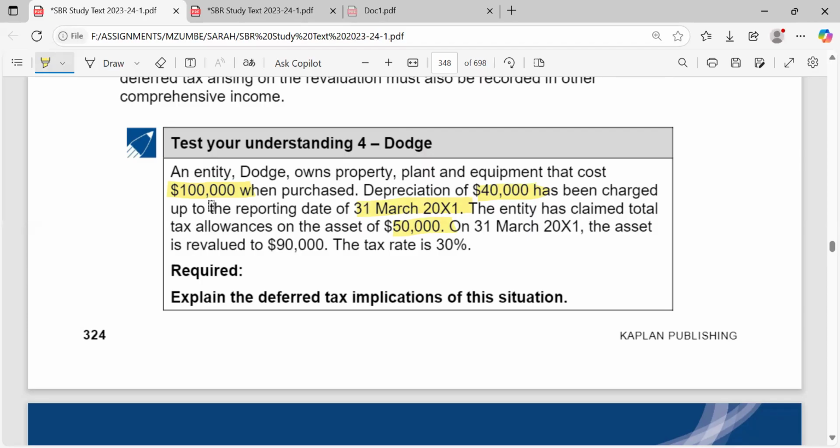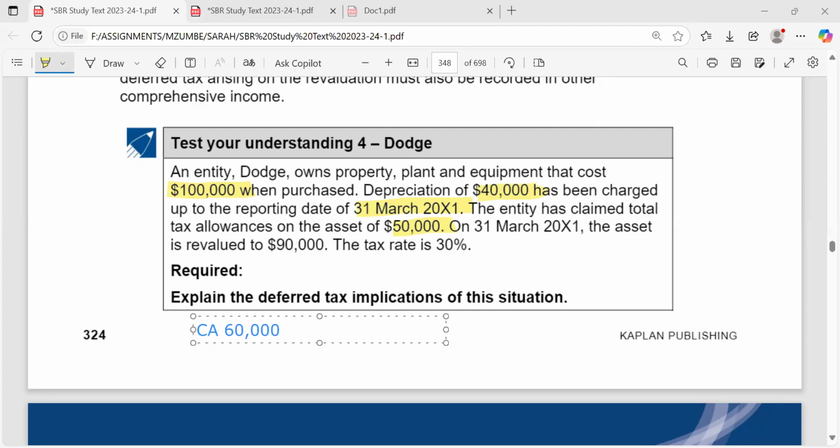Okay, let's presume that we are dealing with this without considering the revaluation. Without the revaluation, this is what we would have done, right? We would have taken our cost of 100 minus 40, and how much would we have? It's obvious that we would be having 60, right? 100,000 minus 40,000 would be 60,000, and this one would be my carrying amount, right?